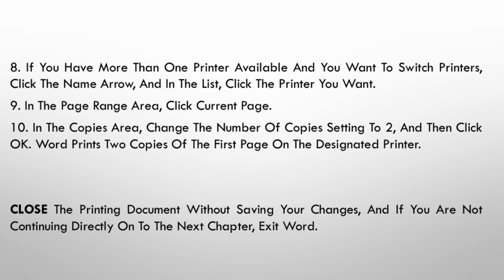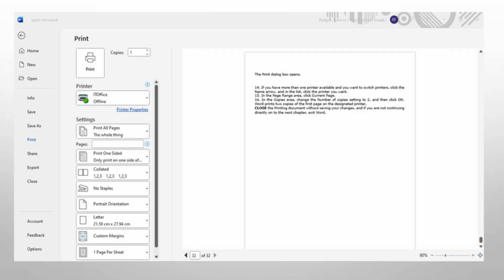9. In the Page Range area, click Current Page. 10. In the Copies area, change the number of copies setting to 2, and then click OK. Word prints 2 copies of the first page on the designated printer. Close the printing document without saving your changes. And if you are not continuing directly on to the next chapter, exit Word.